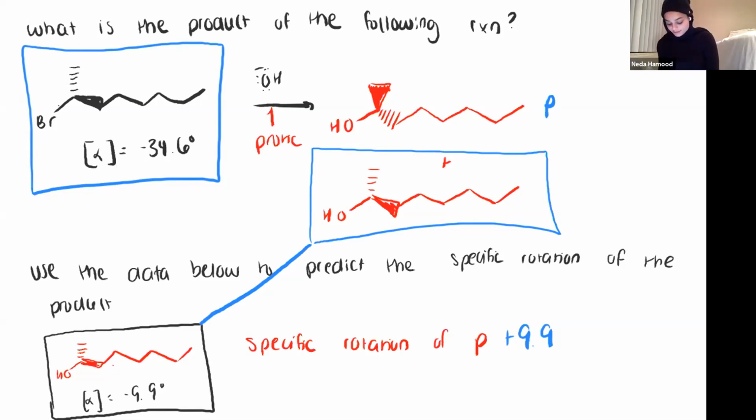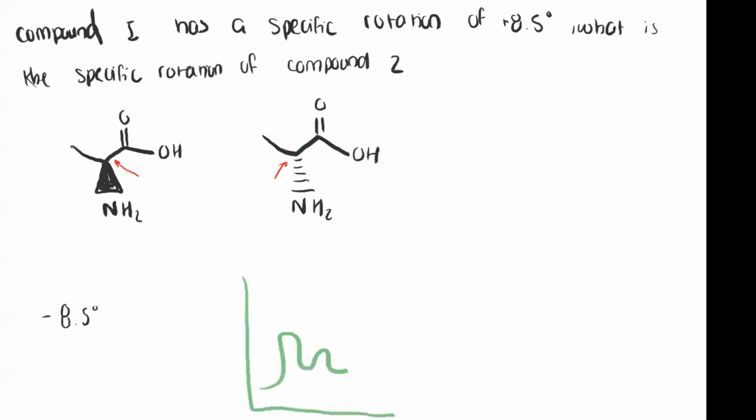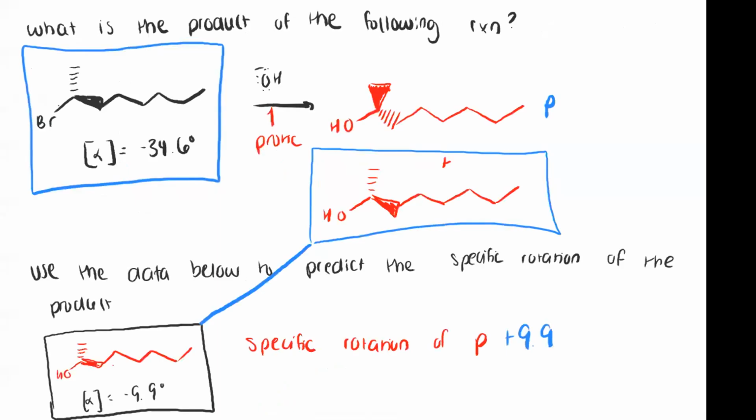But why is it that one of them is positive 9.9, but the other one is negative? They're the same exact molecule. They look the same. Are they not the same molecule? I think each enantiomer is going to be opposite, right?